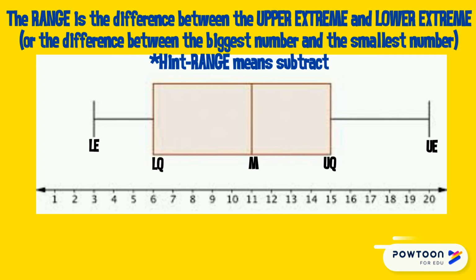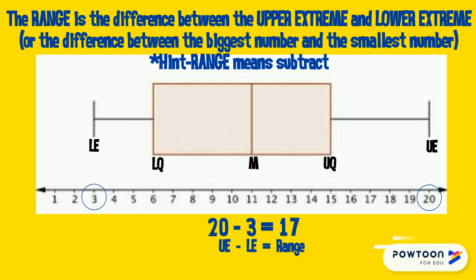The range is the difference between the upper extreme and lower extreme, or basically the difference between the biggest number and the smallest number. Hint, range always means you gotta subtract. So here, the difference would be between 20 and 3, which means the range is 17.